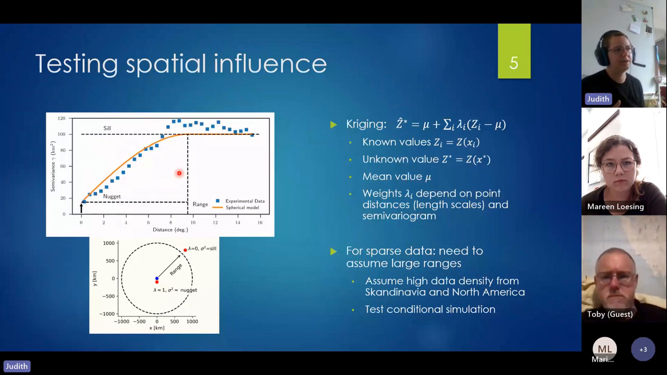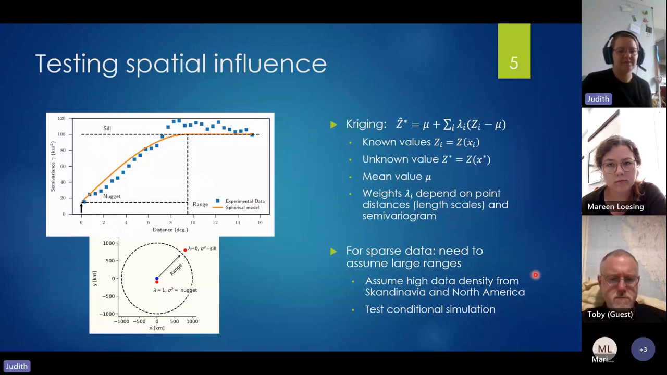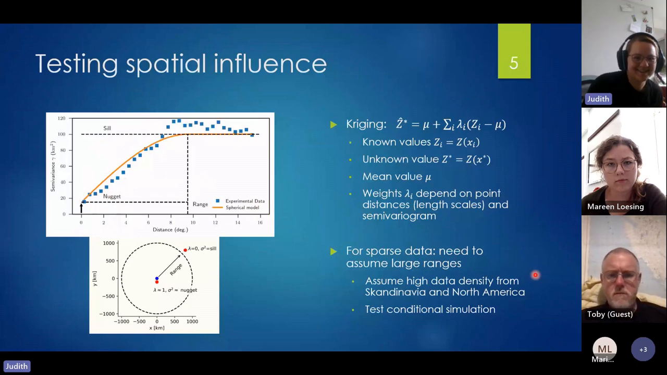So if we do this with Greenland, we get the problem that we get length scales of 600 kilometers for the heat flow. But if we, for example, do the same thing with the better covered regions of Scandinavia and North America, we get length scales that go down to 125 kilometers, which might be more reasonable for heat flow.